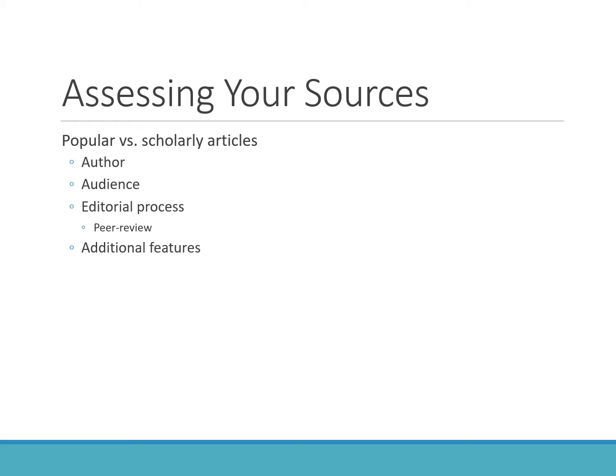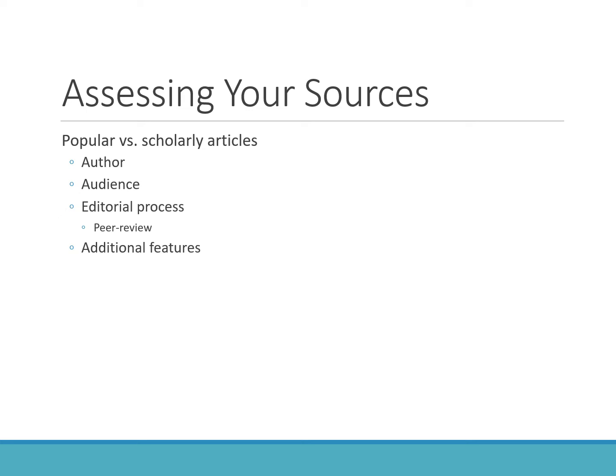There's also a different editorial process. In a popular article, the focus is really on what will sell the most magazines, what will get the most views. You've probably heard the term clickbait titles, where the focus is on how we can get people to click on this link. In contrast, a scholarly article is peer-reviewed. We'll talk a little more about that later on, but peer-reviewed basically means that a panel of experts in the area have read the information and have agreed that it's accurate and presented fairly.